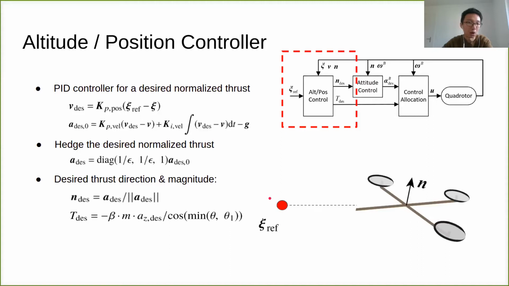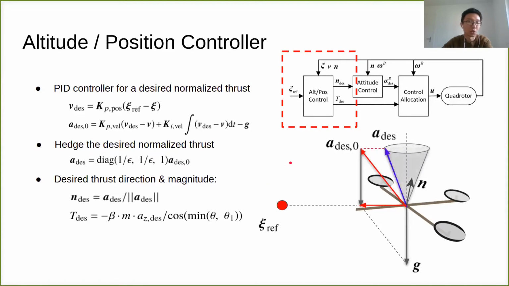The first part, the position controller, calculates the desired normalized thrust using a PID controller. And then we clip this desired normalized thrust to prevent over-aggressive maneuvers. After that, we can obtain the desired thrust direction together with its magnitude.